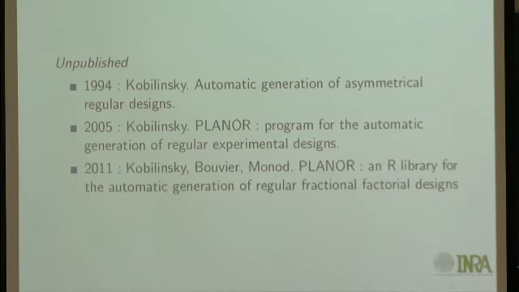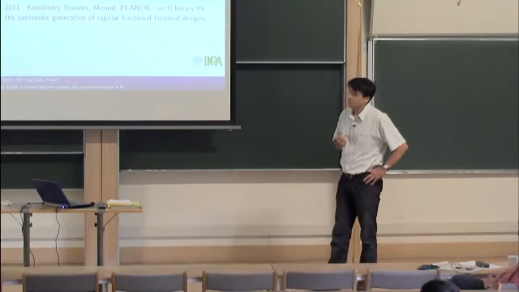As I said, there are unpublished works, and in fact, the algorithm in the software I talk about is completely described in an unpublished paper of André in 1994, which is called Automatic Generation of Asymmetric Regular Designs. André has programmed this algorithm in a software which is called Planar. The first version is hardly usable today, so we had the idea about 4 years ago to turn it into an R version and into an R library to make it available to more people.